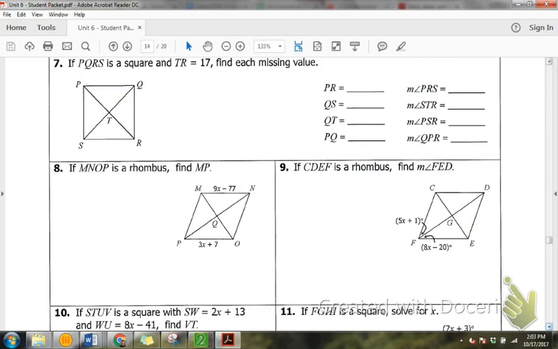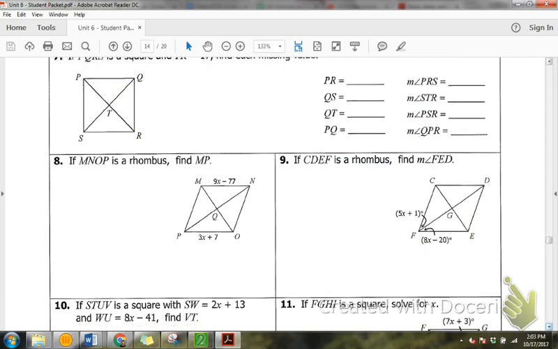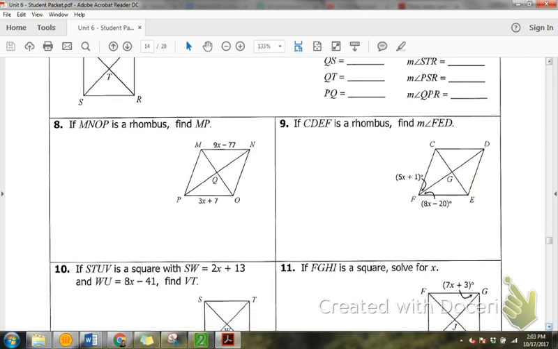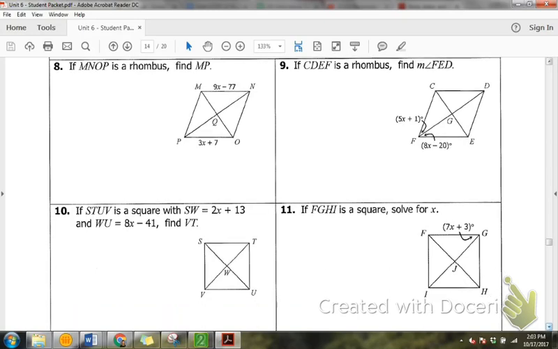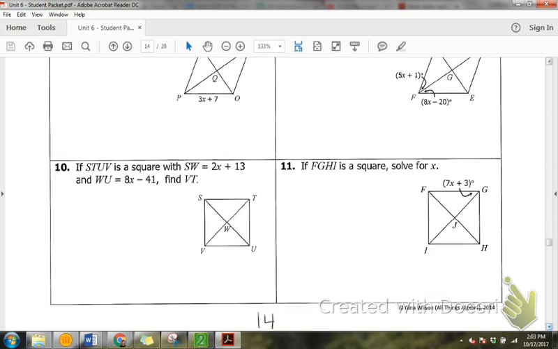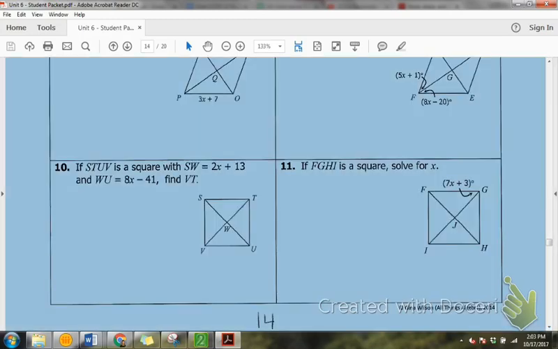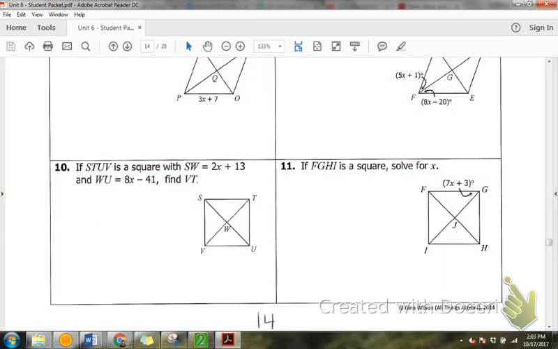Okay, it says if FGHI is a square, solve for x. They gave you 7x plus 3 as one of the little corner angles. In a square, how much do we know a little corner angle is? Say that again, Donald. 45. It's a square, so we know that each of these guys are 45. So we can take our 7x plus 3, set it equal to 45.